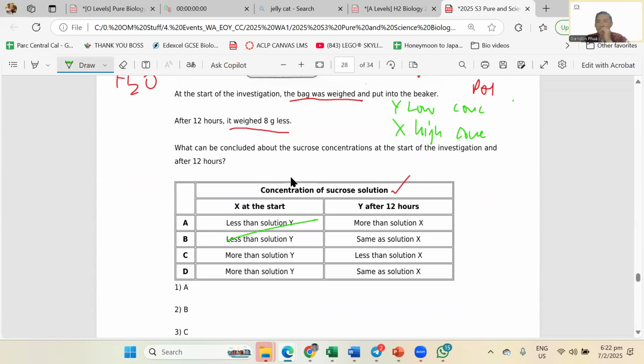A and B are out. I know it cannot be less because it cannot keep going all the way out. I know C is going to be out. Answer here is just D.